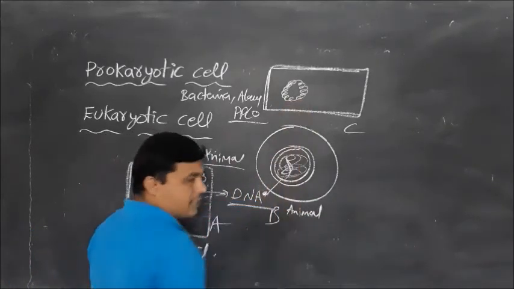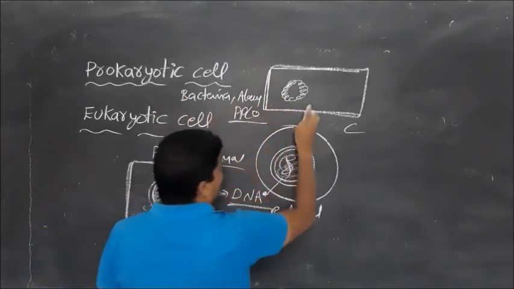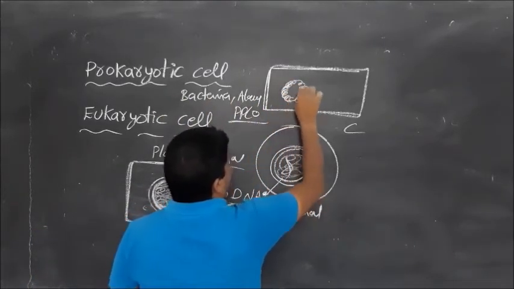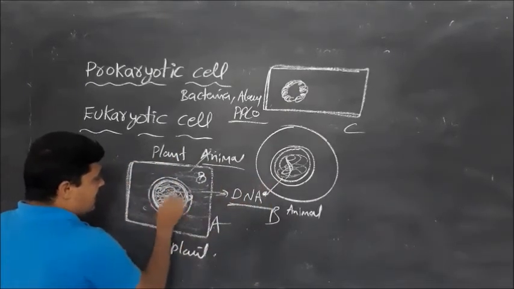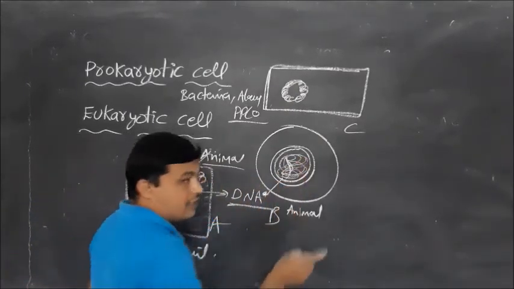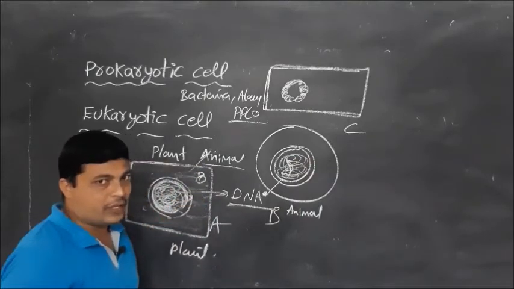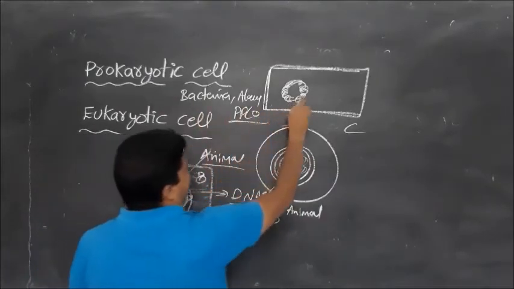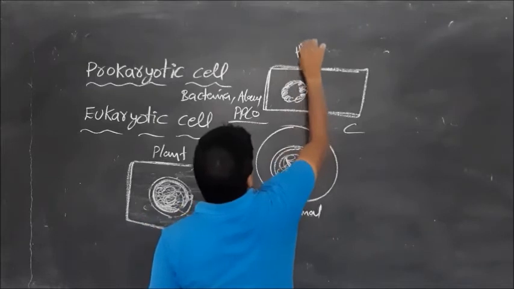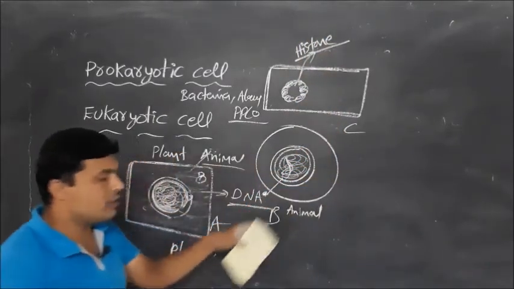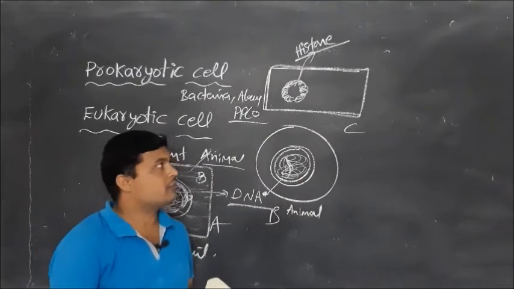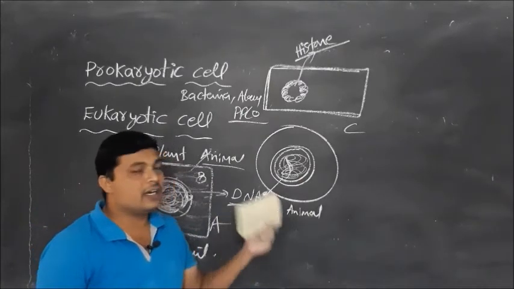What about DNA? In the prokaryotic cell, circular DNA is present. But in the eukaryotic cell, thread-like DNA is present. And also in the prokaryotic cell, there are no histones in the DNA. Sir, what are histones? I will explain about histones at the end of the unit.